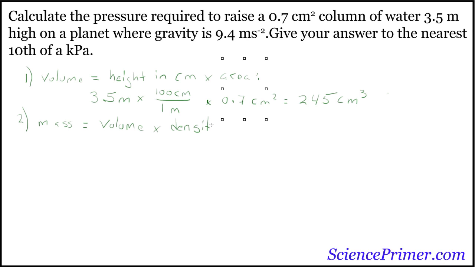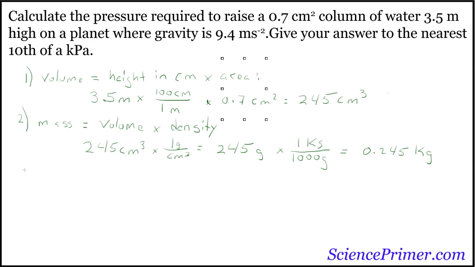Convert that to mass by using the density. So volume times density equals mass. 245 cubic centimeters, 1 gram per cubic centimeter. The same number, but to get to newtons we need to go to kilograms. So we'll convert this to kilograms. And we end up with 0.245 kilograms for the mass.